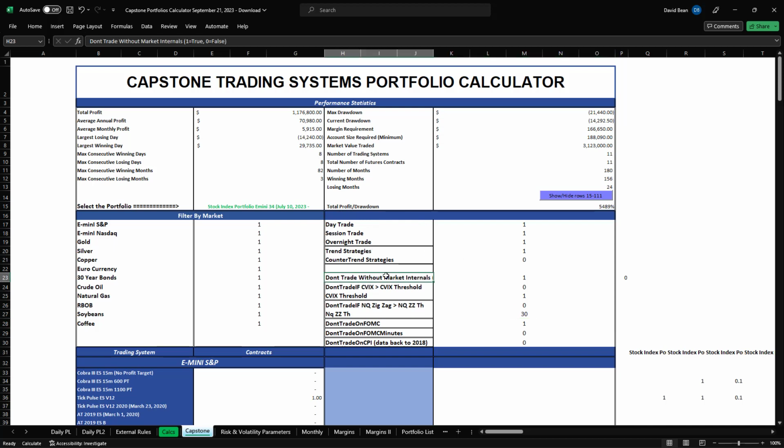I've updated this. There were some new strategies that were added that were incorrect with this filter, and then I wanted to add trend and counter trend. Counter trend also includes mean reversion. So I have trend strategies and counter trend strategies with mean reversion. And so let's look at this. By default, these should be 1 and this should be 0.